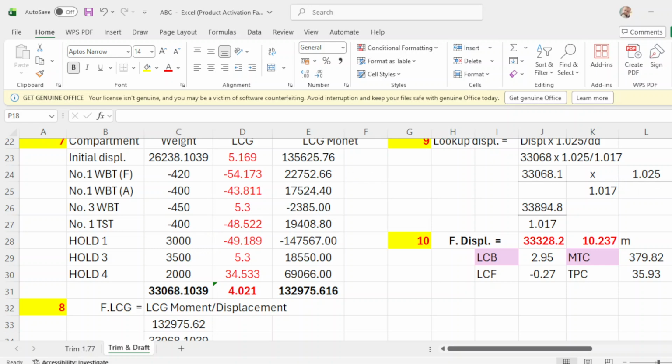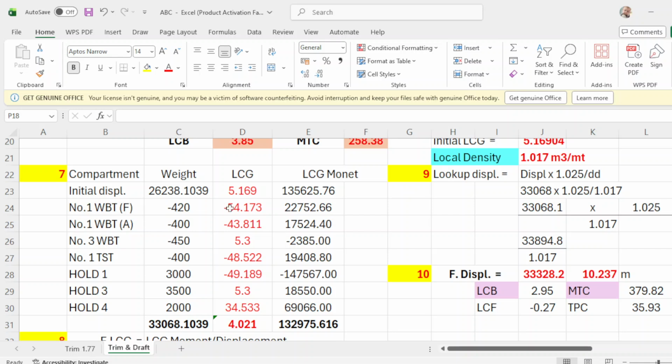Okay, so with your displacement multiply with your LCG, this will be your LCG moment. This value of ballast times your LCG, this figure multiplied with your LCG, this will be your LCG moment, and so forth until completed in number 4 hold 2000 multiply with your LCG, that will be this value. Total altogether, and your total, this is your final displacement.